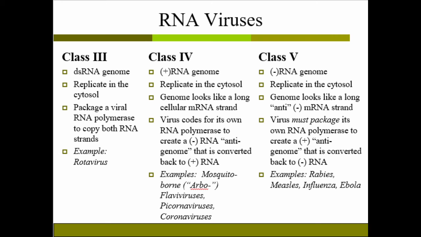Now we are at Class 5. These RNA viruses are negative sense, and like most RNA viruses, they replicate in the cytosol. The genome looks like long negative sense mRNA. These viruses have to package their own RNA polymerase so that it can be converted to a positive sense genome, which then gets converted back to negative sense RNA.